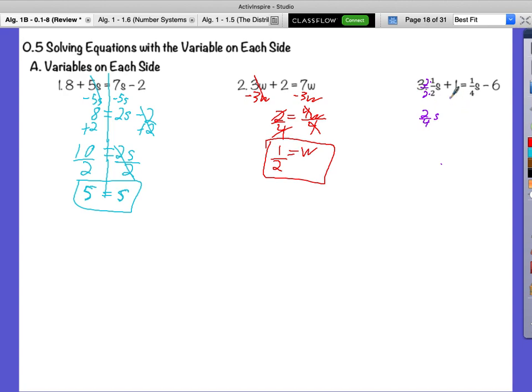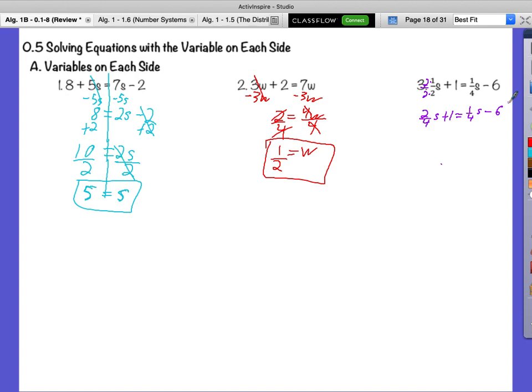Okay, then we're going to rewrite the rest of it because we haven't changed it at all. So plus 1 equals, then we're just going to keep rewriting what's there. In this case, 1/4 s minus 6. Okay, so now we said we're going to move which one across? The 1/4, okay?